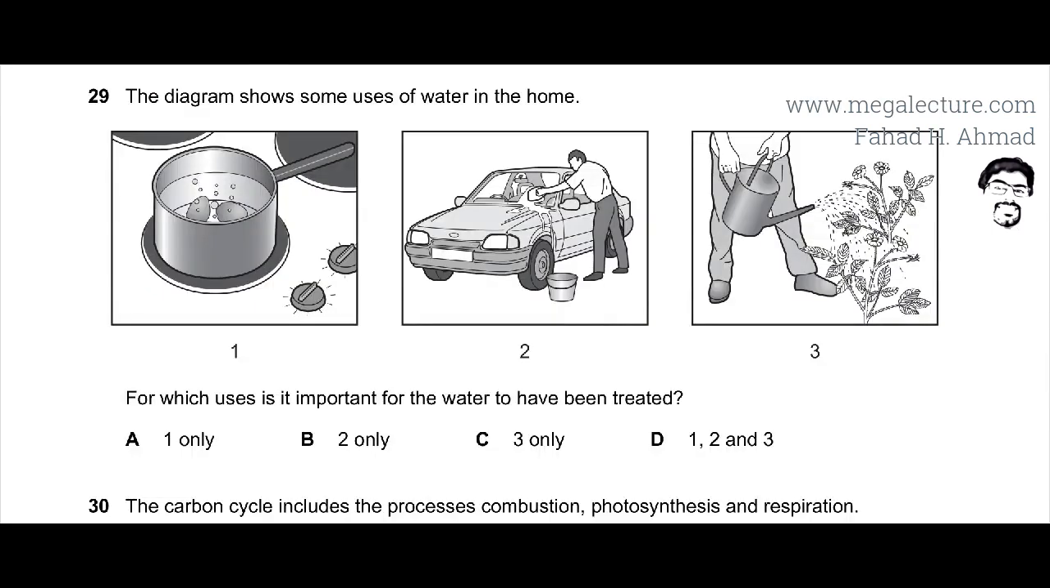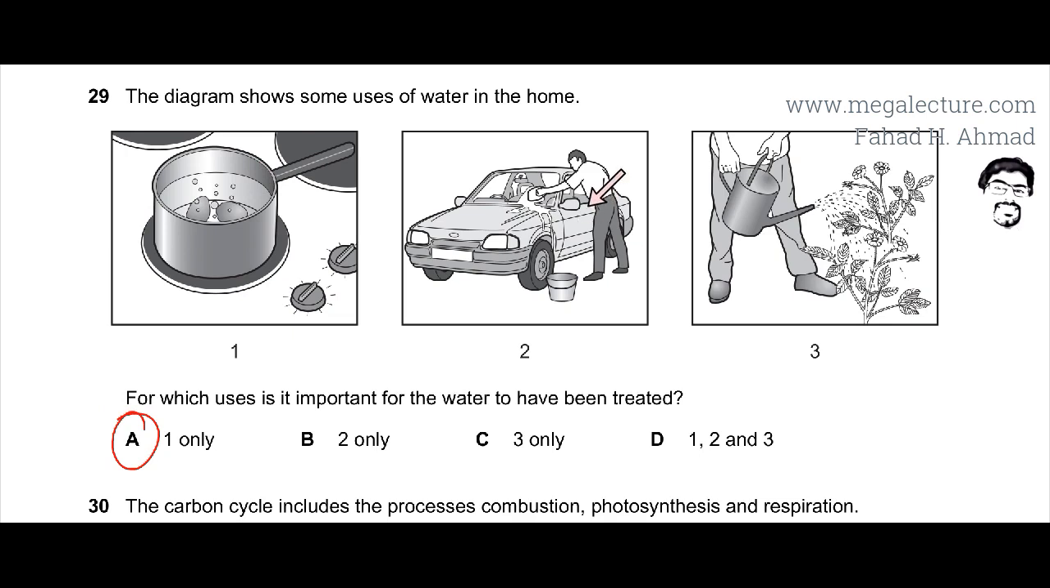The diagram shows some uses of water in the home. So this over here is water that's used for cooking, for cleaning the car, and for watering the plants as well. For which use is it important for the water to be treated? Well, for cooking, you need the water to be very, very clean because harmful bacteria, etc., can enter your body and cause sickness. So one only would be the correct option. You want very, very clean water for cooking or for human consumption.